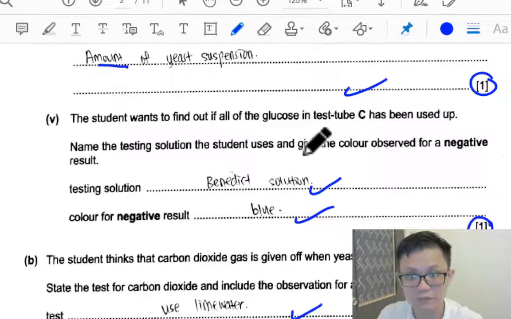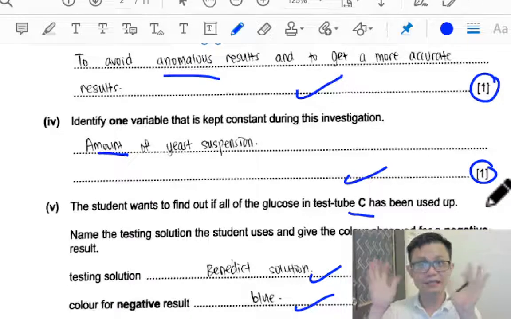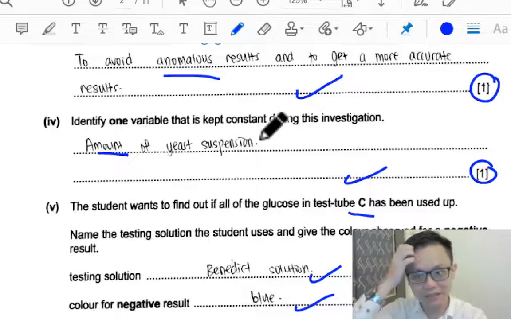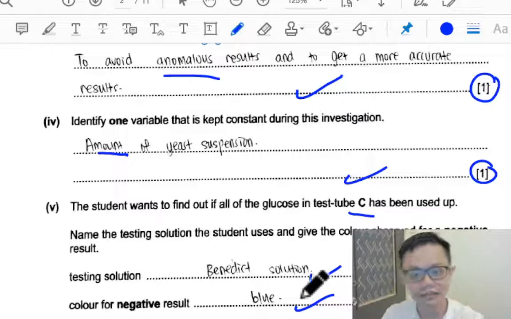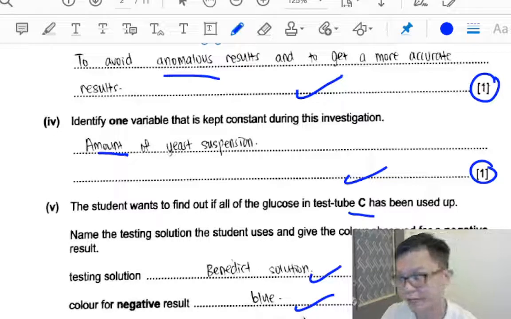So far so good. The student wants to find out if sugar can be used up in the test tube. Name the testing solution the student uses and give the color of a negative result. Negative result means nothing is there. If you use Benedict's solution, it will stay blue. If there is something, what will happen? Of course, if it is positive, it is brick red precipitate, brick red color.